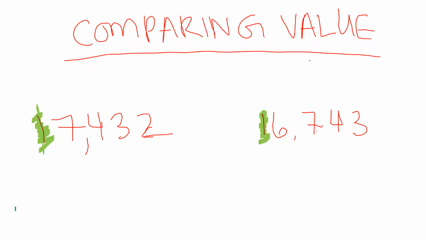Now I'm going to look at the second digit. This 7 is larger than that 6. So now I have a hint as to which number is going to be greater. I know that 7 is larger than 6. Therefore, 17,432 is greater than 16,743.